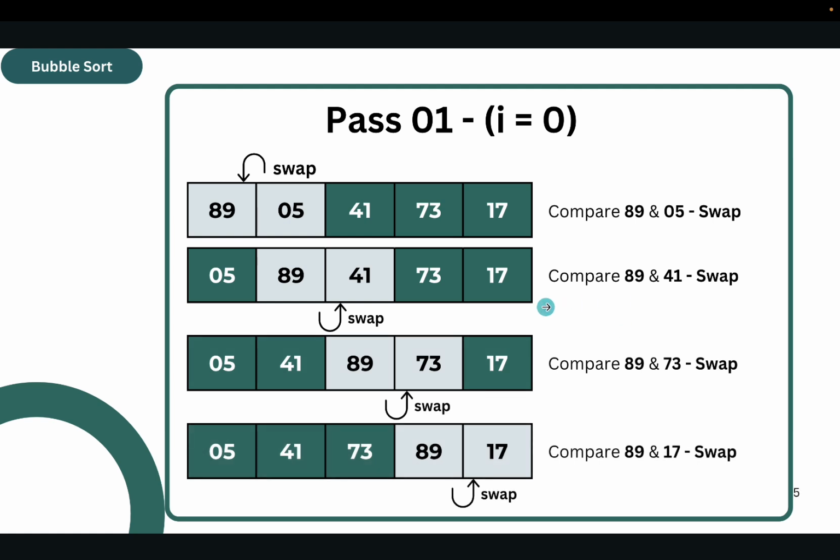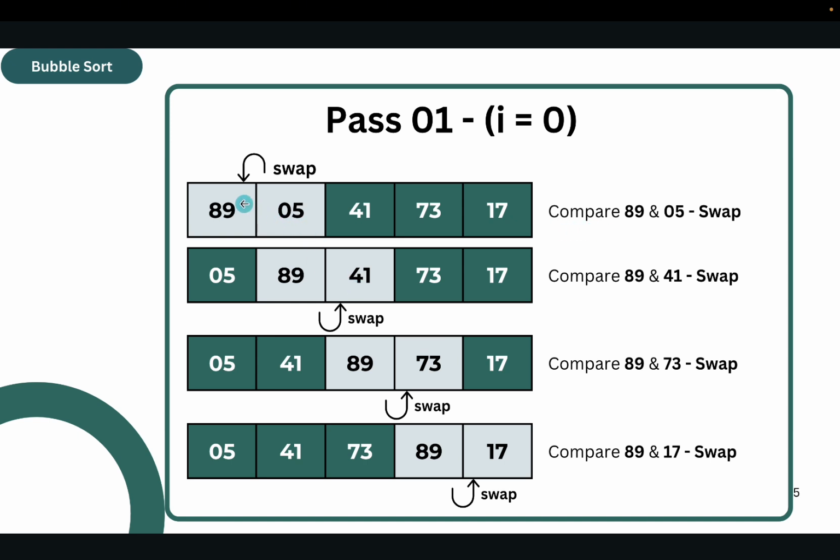Now let's understand bubble sort visually before we head into the coding part. So here we have pass 1, which means i is equal to 0, which is our outer loop. This will make sure that we visit all the elements of the array. Then we will have an inner loop, which will make sure that we are comparing and swapping the elements if necessary. Now let's start comparing the elements.